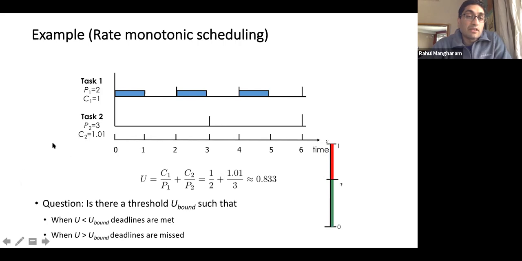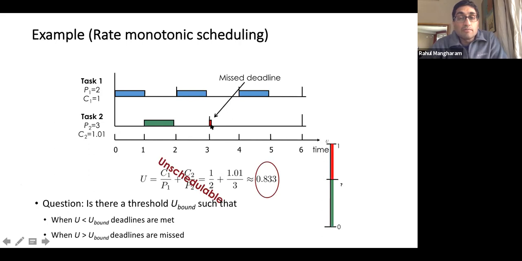And so in this case, task two here has an execution time of 1.01. And we see that if task two tries to execute, then it basically misses its deadline of 3 because it finishes one time unit, but then gets preempted by task one. And then cannot finish this 0.01 over here in time because its deadline is 3.